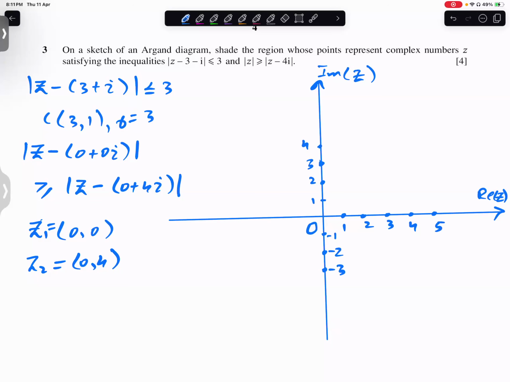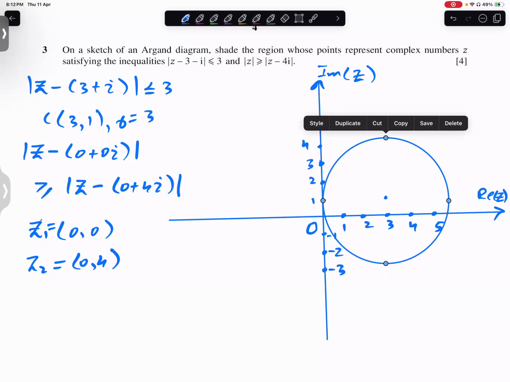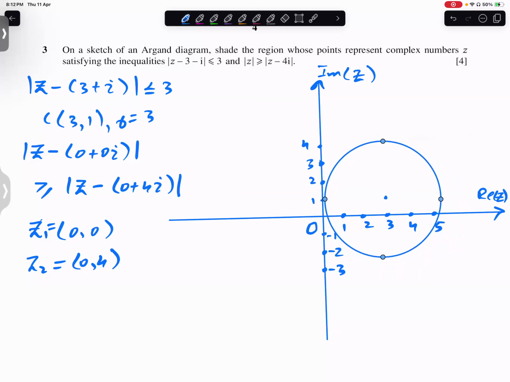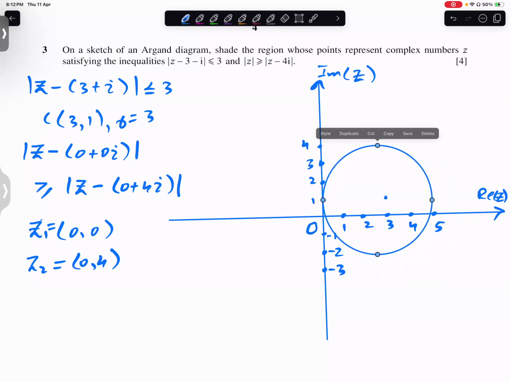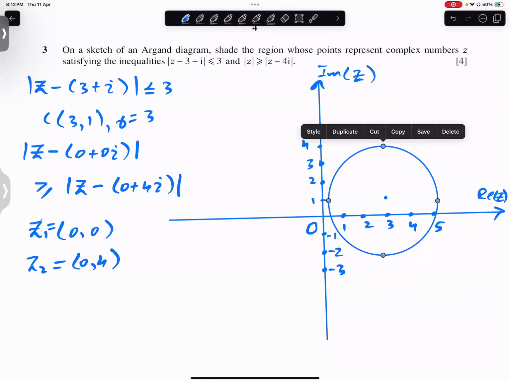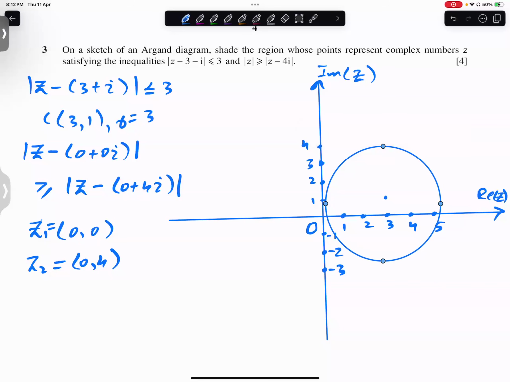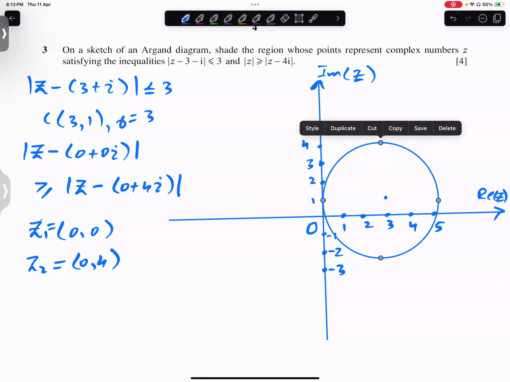Now, center of the circle is (3, 1). So let's say this is the center. And now draw a circle with radius 3. So definitely it will touch the y-axis. So this will look something like this. This is your circle, students.